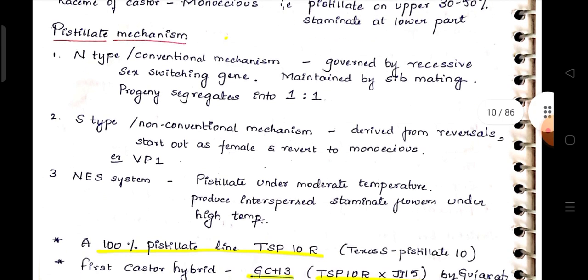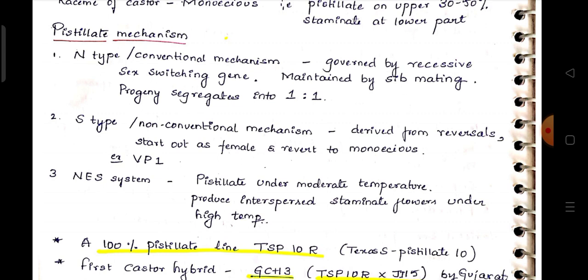First one is N-type or conventional mechanism. This is governed by a recessive sex switching gene maintained by sib mating. Here progeny segregates into 1:1, male and female. Then S-type is a non-conventional mechanism derived from reversals which start out as female and revert to monoecious. That means sex reversal will happen in case of S type.